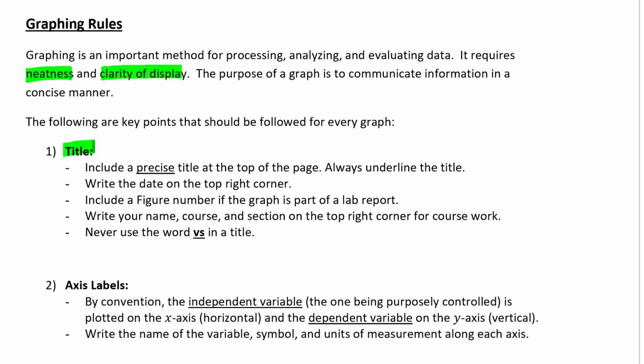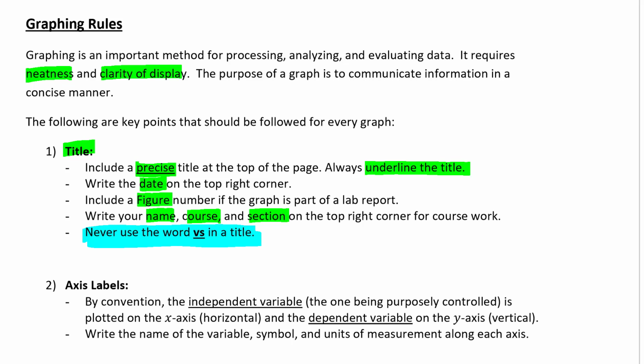Step number 1, the title. It should be a precise title at the top of the page. Underline the title. In the laboratory, they want the date in the top right corner. Please don't call it a graph. It is called a figure. Figure 1, figure 2, figure 3. In the lab as well, sometimes the instructor wants your name, your course number, and your section in the top right as well. The biggest thing here, though, in your title, never use the word versus in your title.